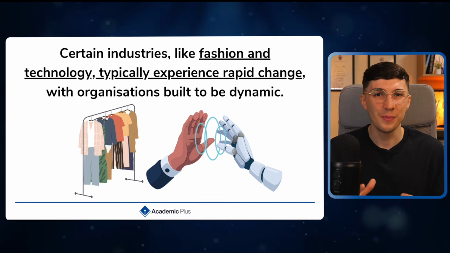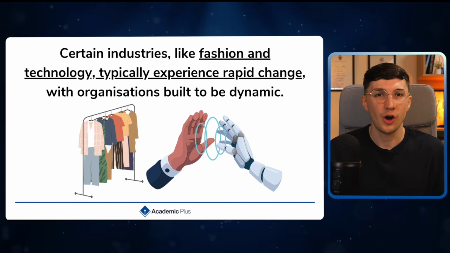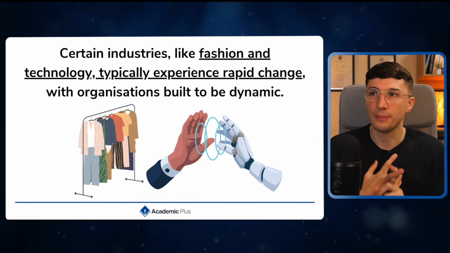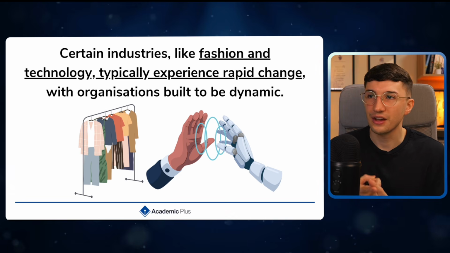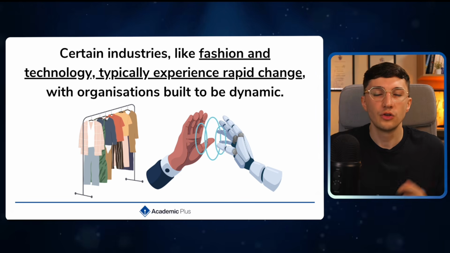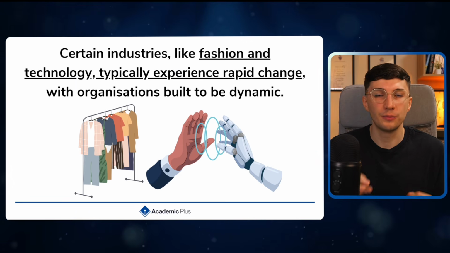Now, casting your mind back to theme 1, we looked at a topic called dynamic markets, which are characterized by constant and rapid change. So industries like fashion and technology will typically experience rapid change. So the organisation has to be set up to be flexible.